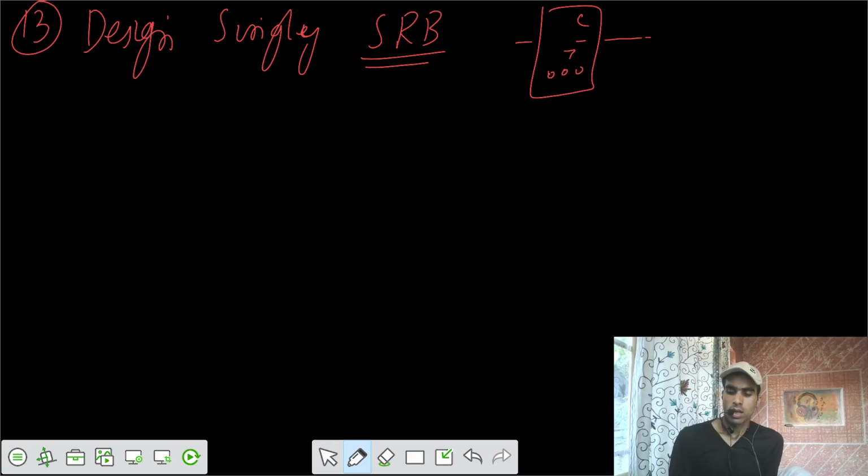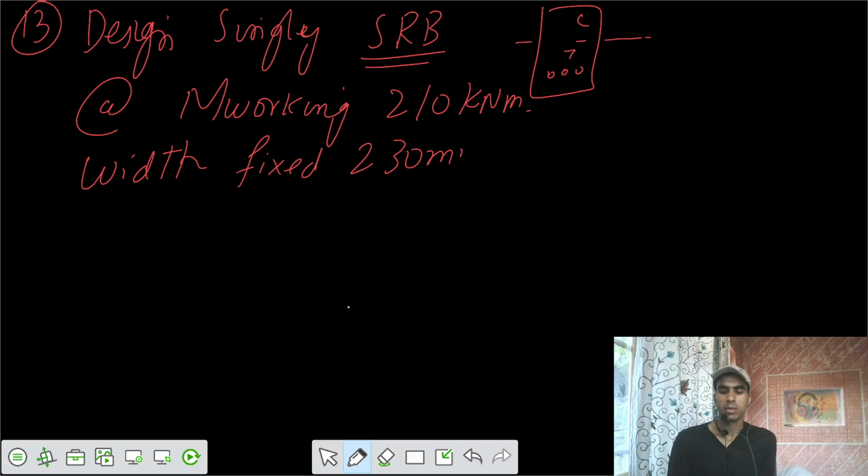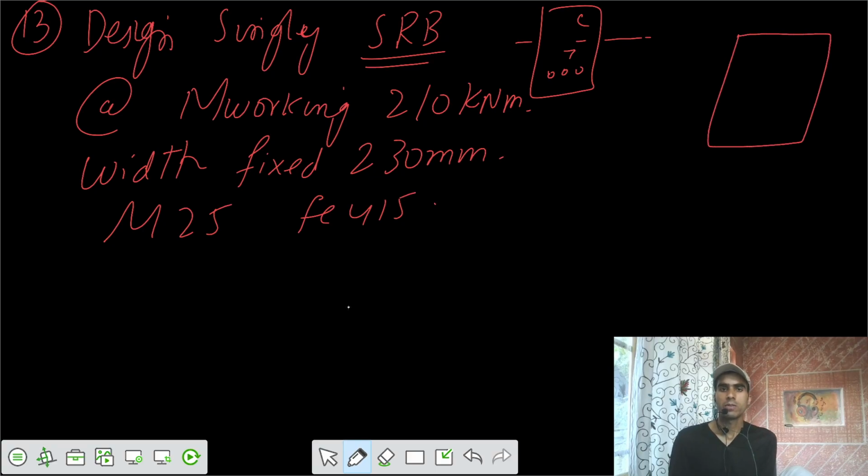Okay, we have a working moment of 210 kilonewton meter, and we have fixed the width. Because of some architectural constraints, your width is fixed as 230 millimeters, as we can't vary it, and your concrete is M25, steel is Fe415, and we have to design this one. So your b is fixed as 230. Now you need to get the capital D, small d, and the steel also, and this is your design.